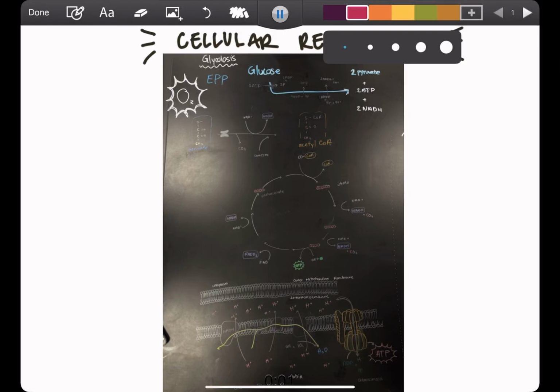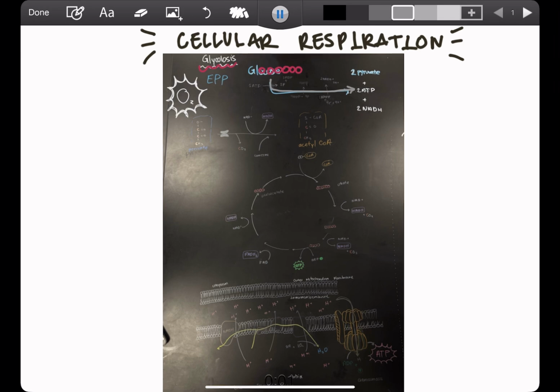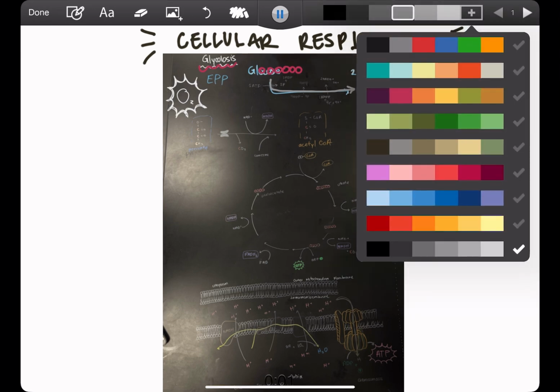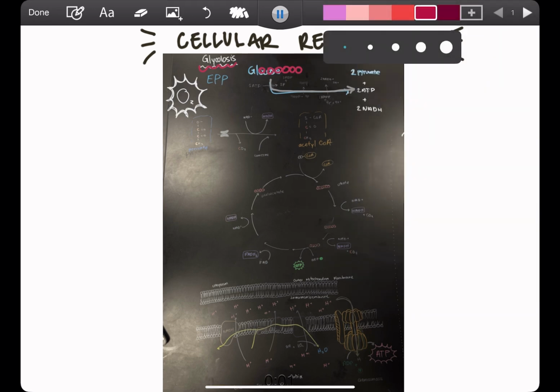Cellular respiration is a process in which cells convert glucose and oxygen into energy, carbon dioxide, and water. It occurs in the cytoplasm, and it starts with glycolysis, which is the process in which glucose, a 6-carbon molecule, breaks down into 2 molecules of pyruvate, which is 3 carbons each.